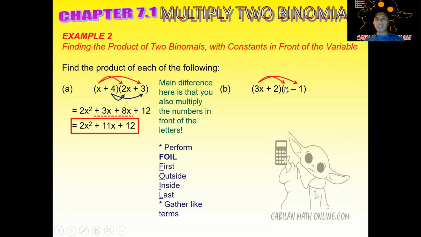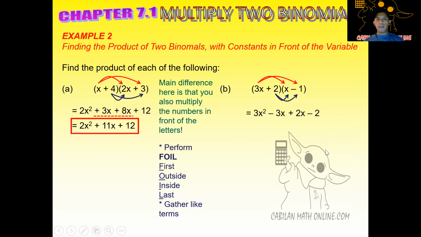So 3x times x is 3x squared, and then 3x times -1 will give me -3x there. Okay, and the next part, we're going to multiply the 2 to the x and the 2 to the -1. So we've seen this before. So that will give me 2x and -2.